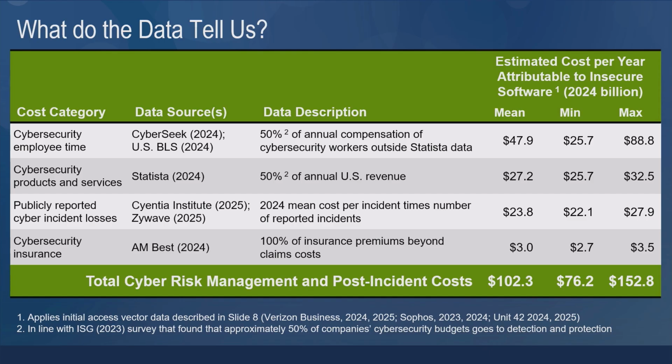And then, like I said, cybersecurity insurance, this is small. Basically, we looked at what's the cost of insurance beyond what gets compensated to you in claims, because that's the cost of having insurance. And that's all prevention, right? That's the money you pay to have insurance, beyond what you're going to get back for the insurance. So smaller at only $3 billion a year.